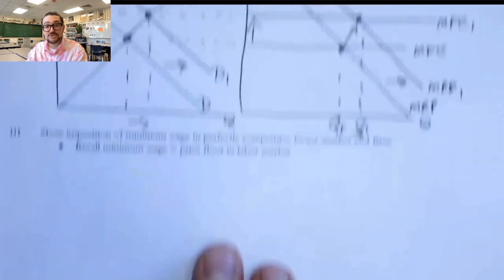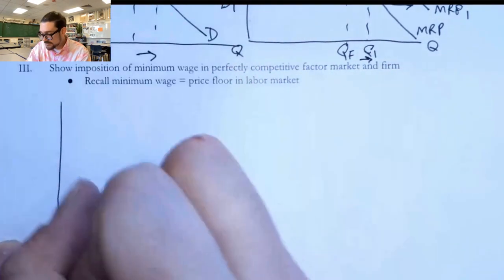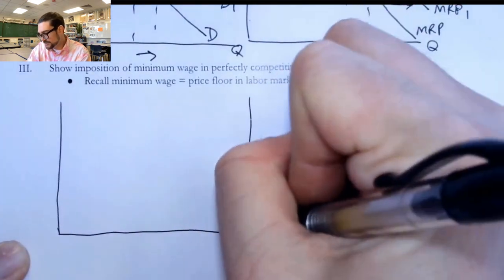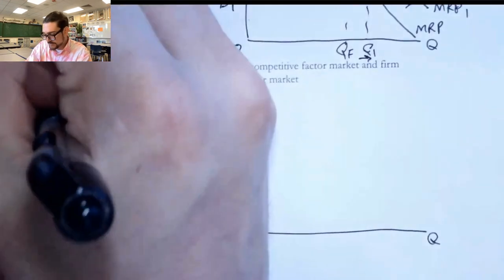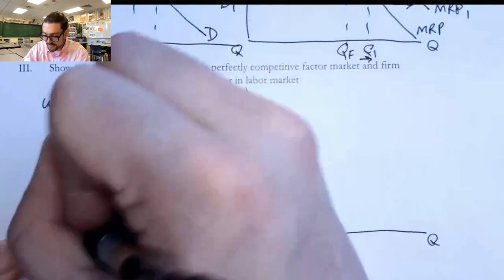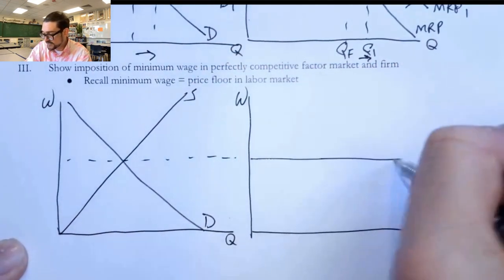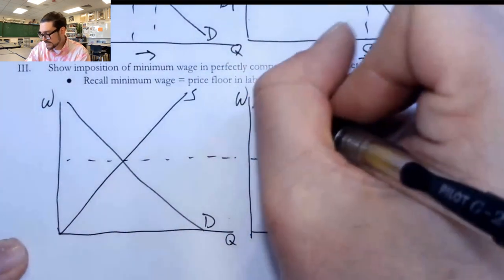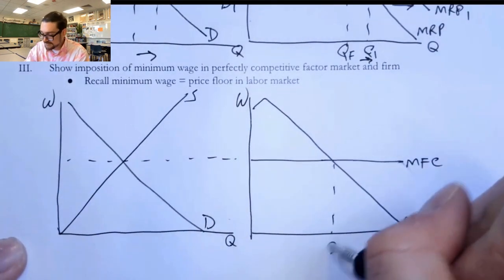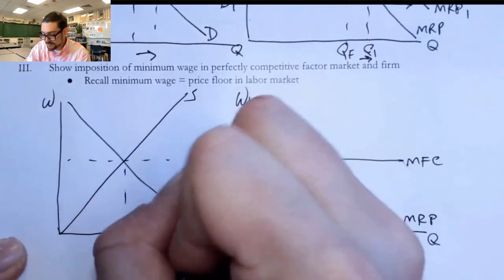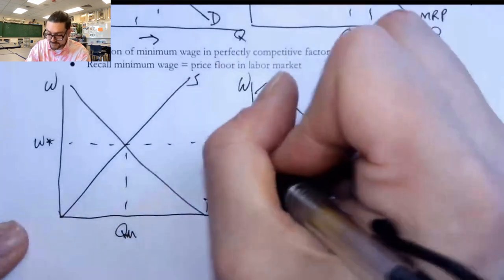For this last one, we're going to show what it would look like for a minimum wage. And so this is going to be a little bit different from the two pictures that we just drew. Quantity, wage. And we're going to do demand and supply just like before. So we're starting in equilibrium for all of these, right? That's our MFC, and that's our MRP. And we know the firm's going to hire Q sub F, and we know Q sub M, and this is W star, we'll say. And we know that the firm is also paying W star.